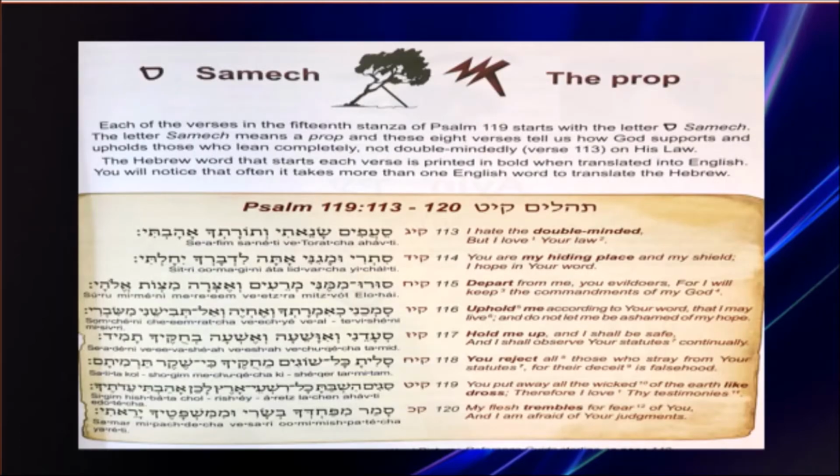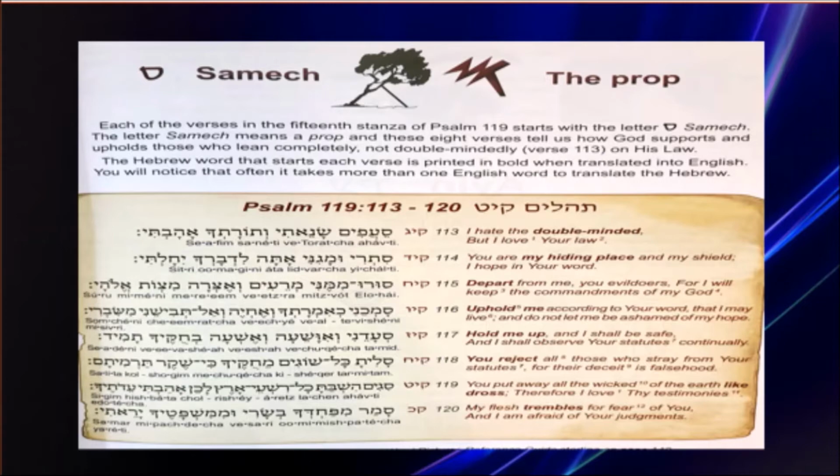The stanza that goes along with this letter is Psalms 119, verses 113 through 120. I hate vain thoughts, but thy law do I love. Thou art my hiding place and my shield. I hope in thy word. Depart from me, ye evildoers, for I will keep the commandments of my Elohim. Uphold me according unto thy word, that I may live, and let me not be ashamed of my hope. Hold thou me up, and I shall be safe, and I will have respect unto all thy statutes continually.